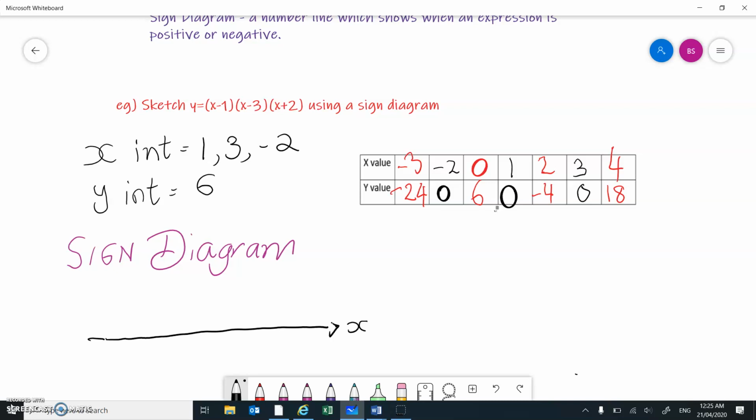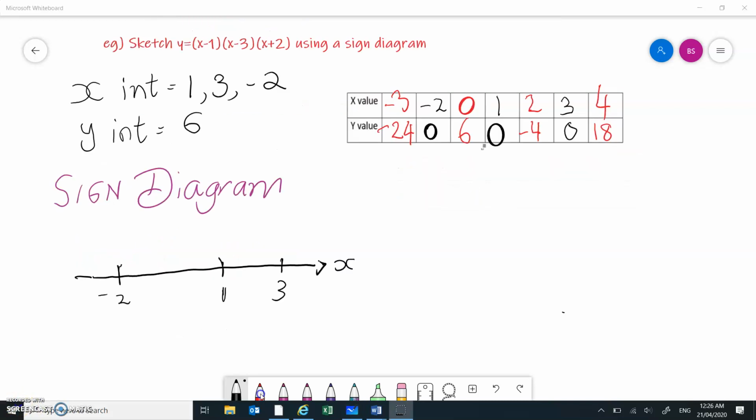So this is our number line, I should say. We put on our x-intercepts first, so we've put in our x-intercepts, so minus 2, 1, and 3, and that's where y equals 0. And this line represents x, so up here we have anything above x. So on the y-axis, the positive section of the y-axis, that's positive. You don't have to write positive, but just to emphasize it. Down here is the negative section.